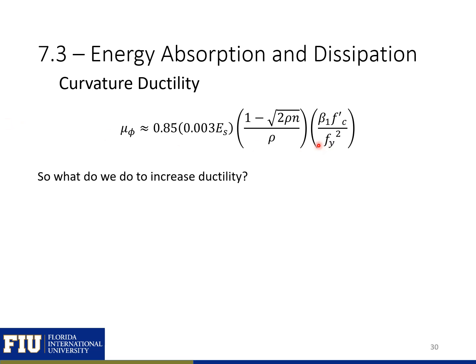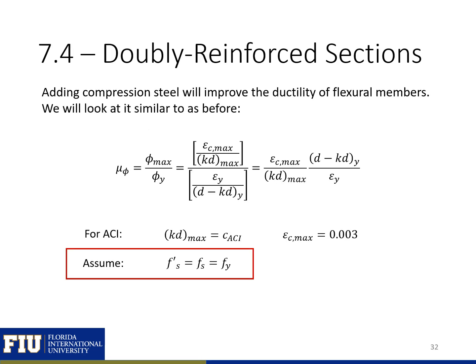So if modifying our reinforcement ratio and our f'c and our yield strength of our steel don't allow us to increase our ductility, how can we increase our ductility? The most effective way to increase our ductility is to add compression steel. Adding compression steel will improve the ductility of flexural members.